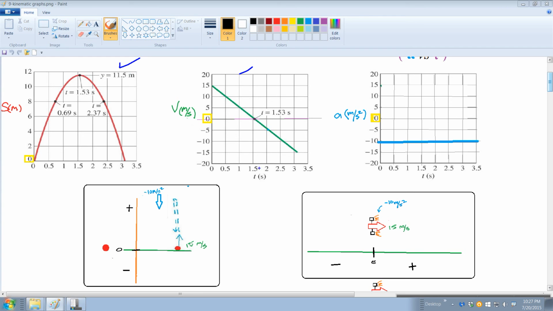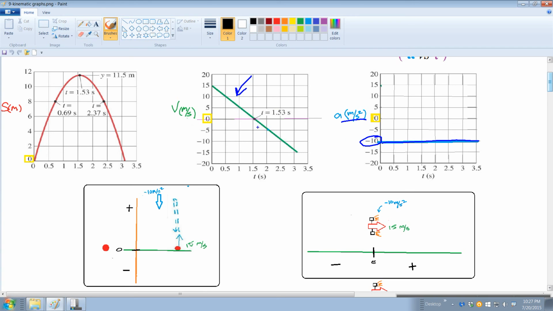But for example, in this graph of the V versus T, you want to understand that the slope of this graph is acceleration, and that it's a negative slope, and that means that the acceleration is negative. Here it's -10, and it's constant. Why is it constant? Because the slope of this graph is constant.